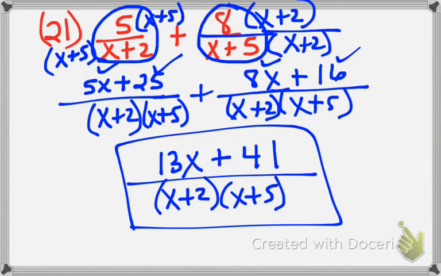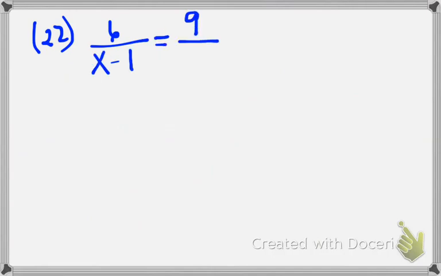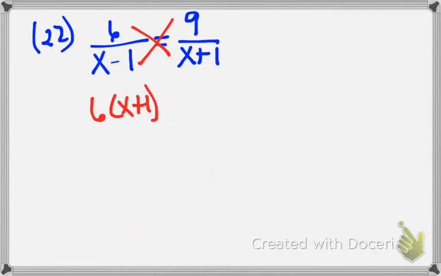For number 22, we are solving for x. That means we have to get x by itself. And the nice thing about number 22 is that we have one fraction equal to one fraction, which means we can cross multiply. So if I take 6 times x plus 1, it's going to be equal to 9 times x minus 1. So I'm just multiplying numerator times denominator and denominator times numerator.